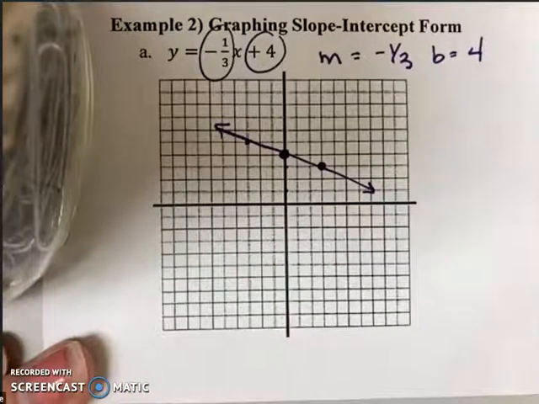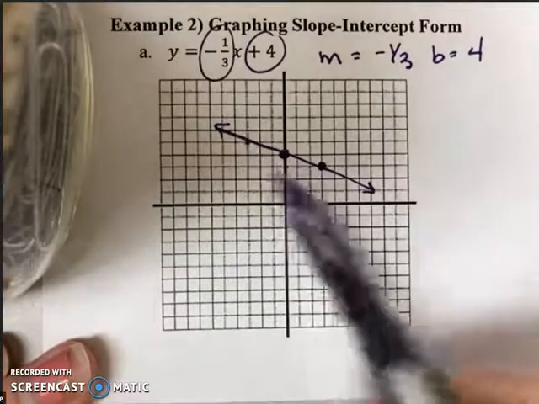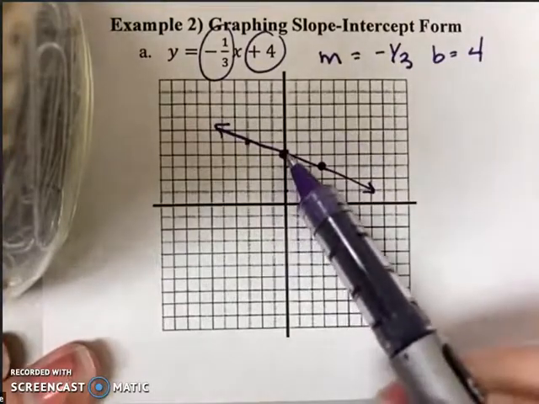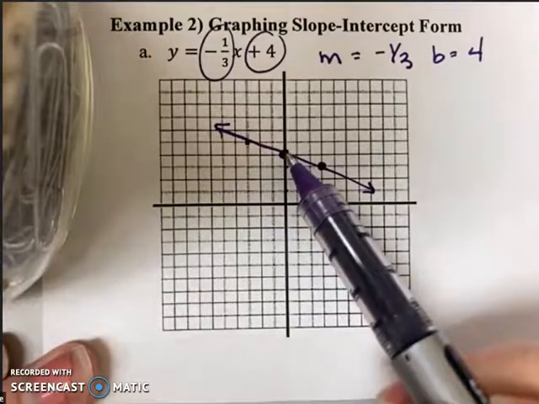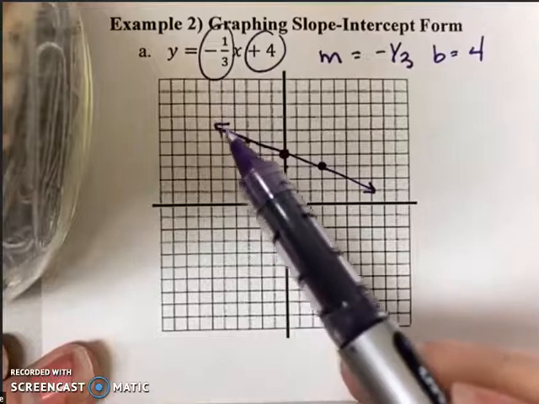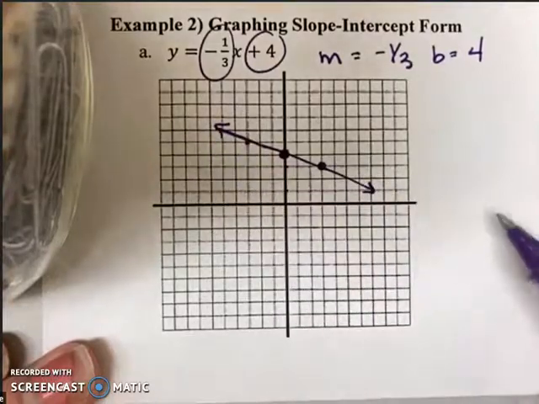You can always do a self-check as well. Notice how if I look at my graph, the y-intercept is at 4, and I can tell just by looking at the shape of that linear function, it is going down. There is a negative slope here.